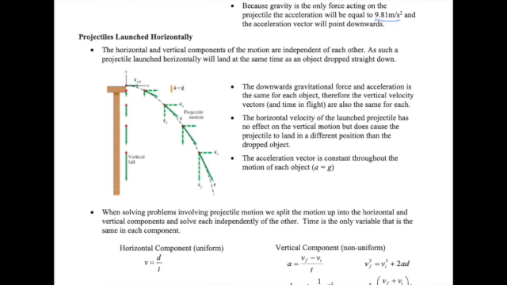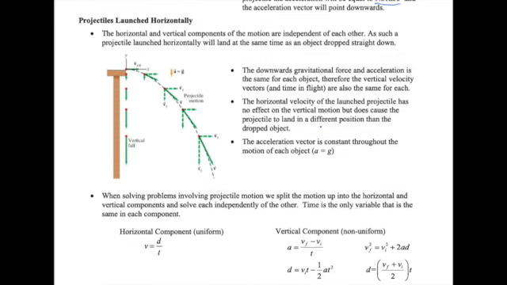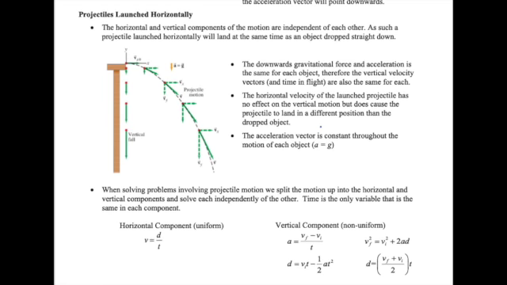So we're going to look at two specific cases of this. The first one is going to be projectiles launched horizontally, and then we'll look at what happens when they're launched at an angle. So just with all of our vectors, keep in mind that we're going to keep our horizontal and vertical components completely independent of each other. And because they're independent of each other, that means I can treat them as two separate problems.